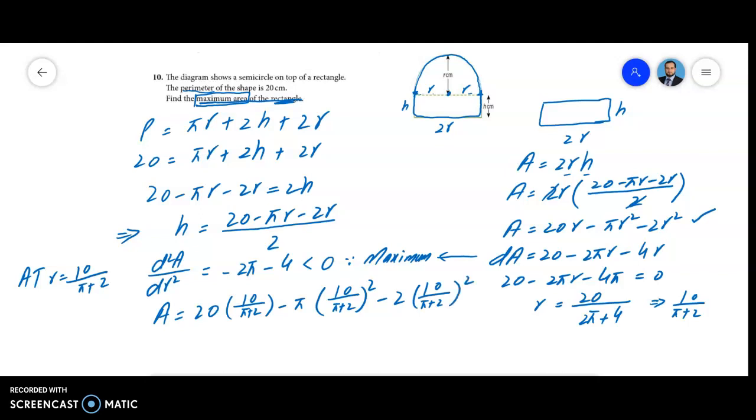So if we calculate this, we will get 19.45 centimeter square approximately. So that's what was required. So we found the maximum area of the rectangle.